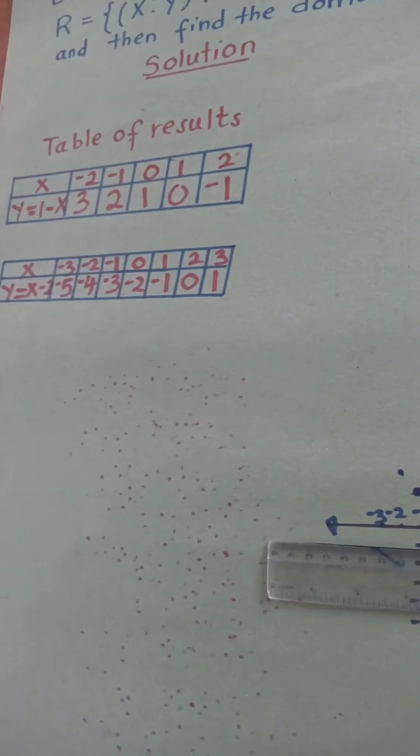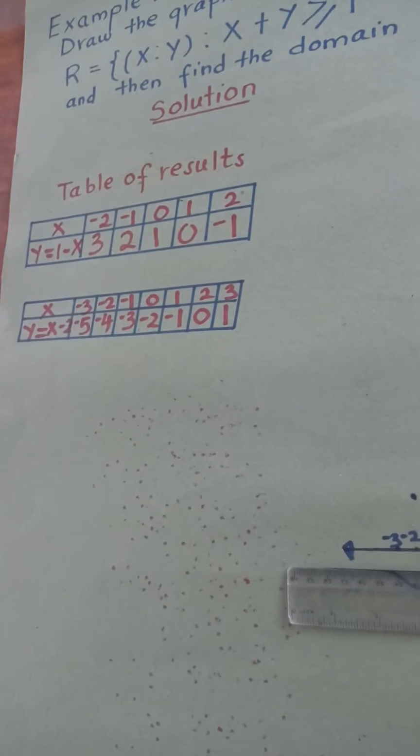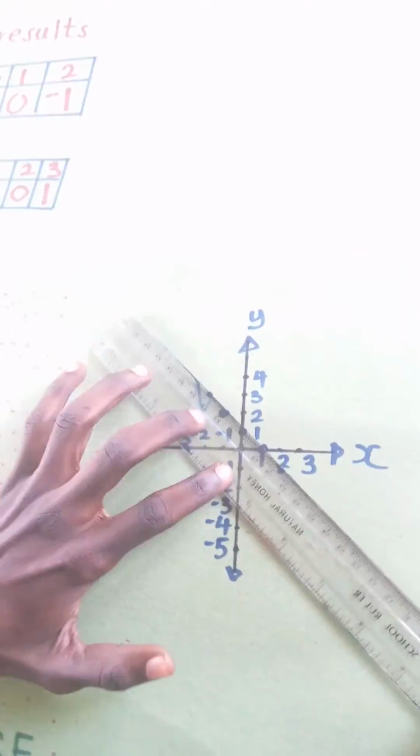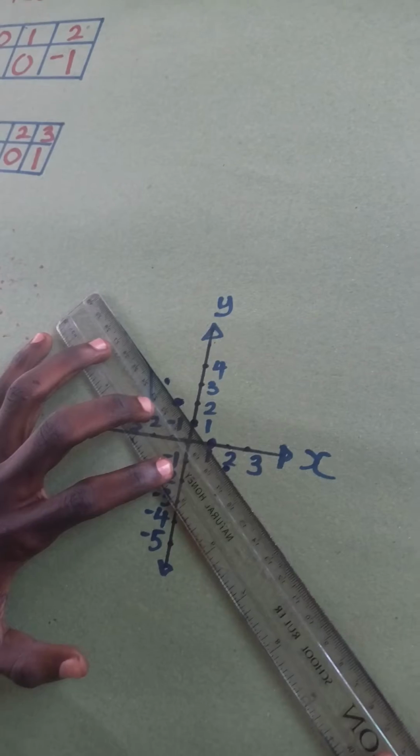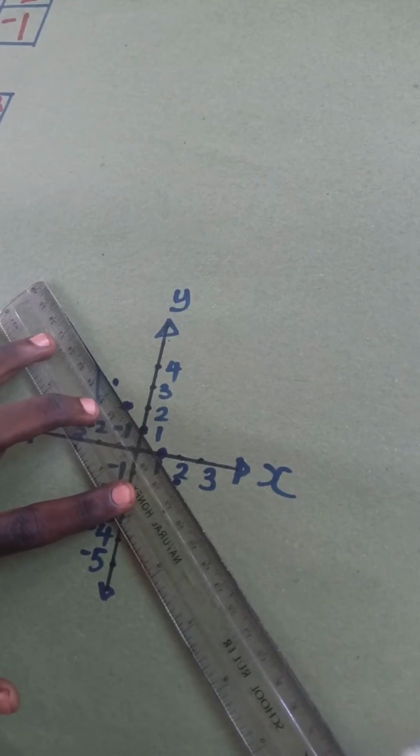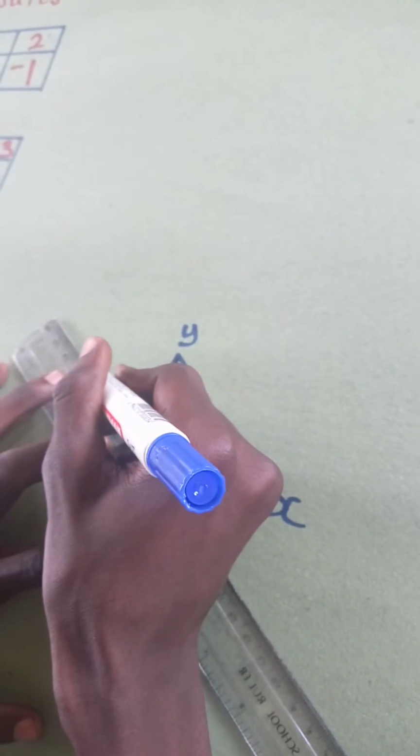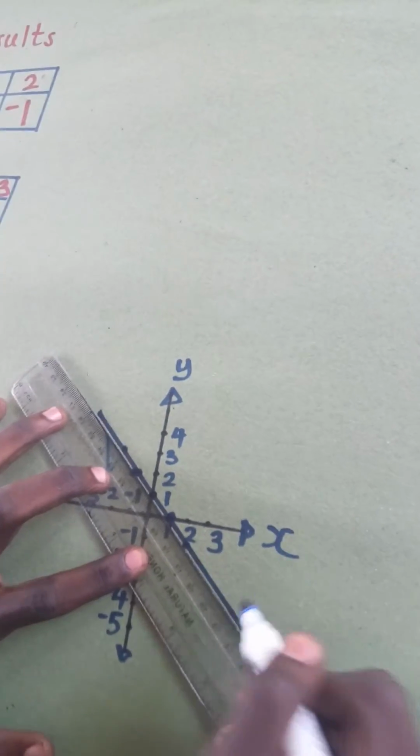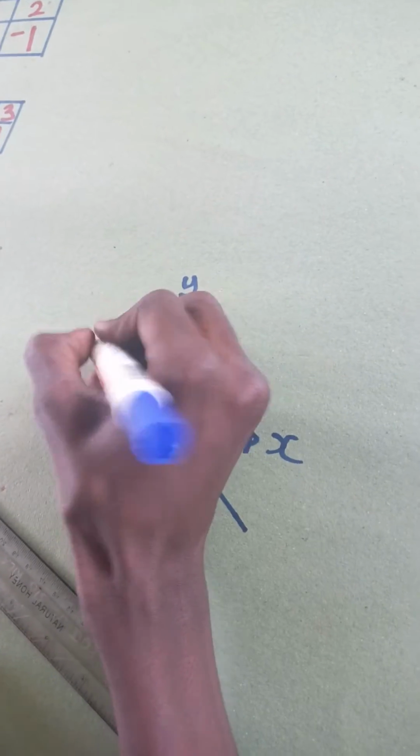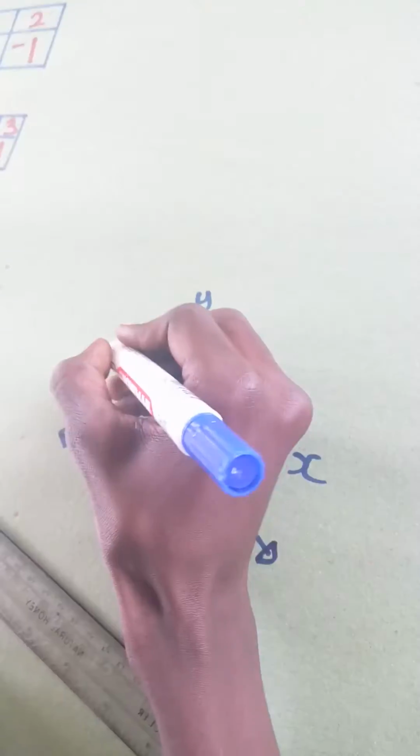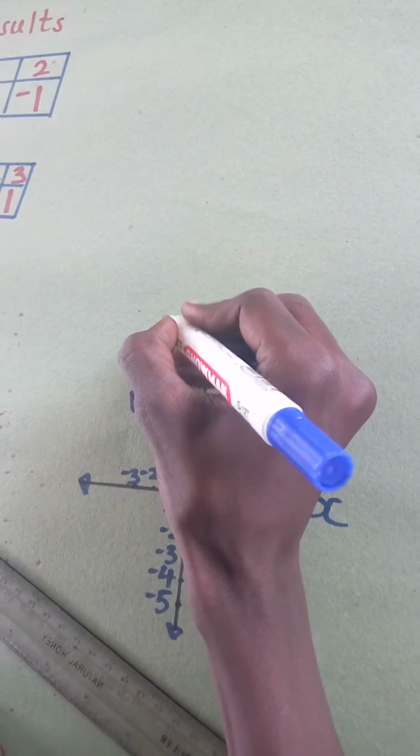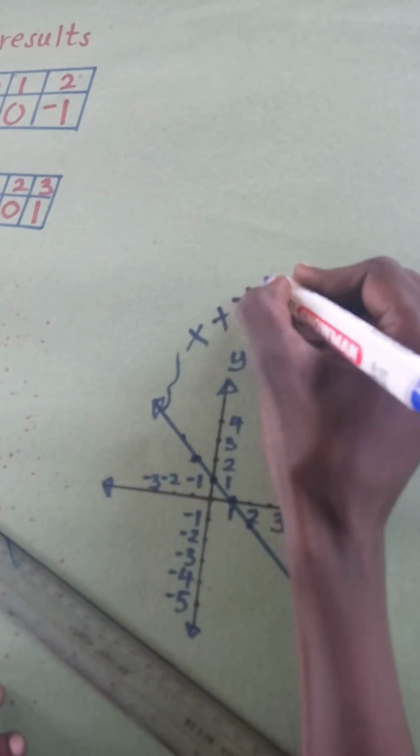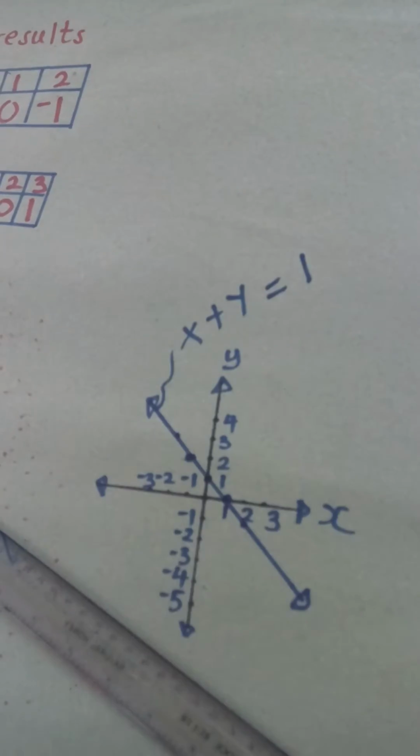So we are going to draw a line to represent the graph like this one. This is the graph of x plus y is equal to 1.